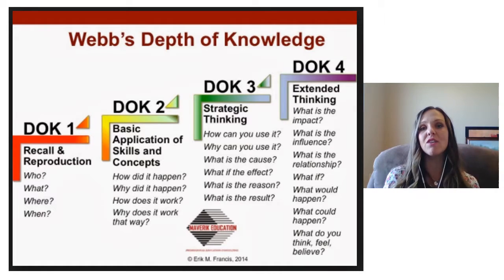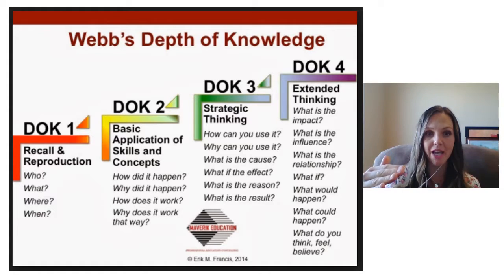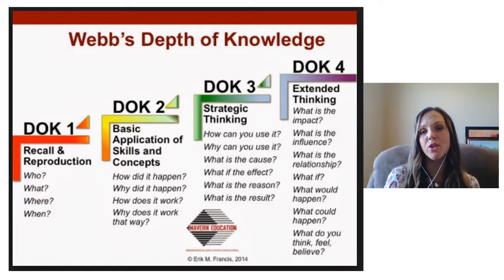This is another DOK chart that I loved. It kind of shows the progression of our questioning and our activities. So we start with recall and reproduction. We move up to their basic application, being able to apply what they've learned. Then we move up to strategic thinking. And then we move up to the DOK 4 level, which is extended thinking, extended activities, things that really get them using the information we teach them in their lives.